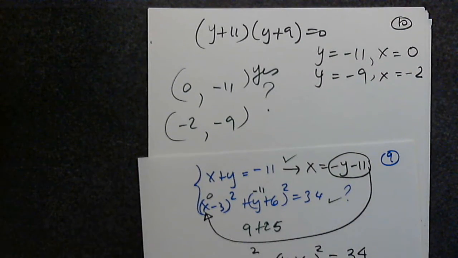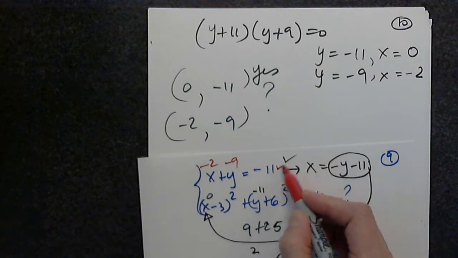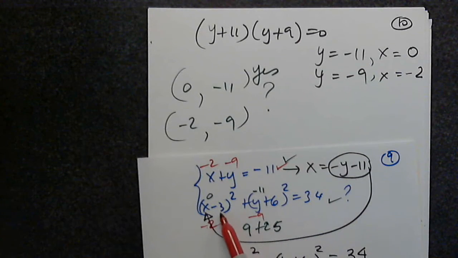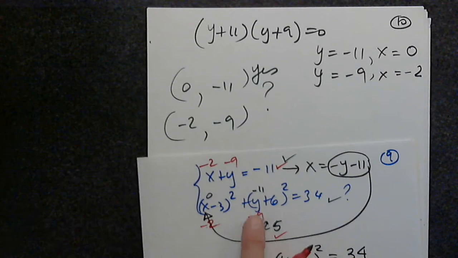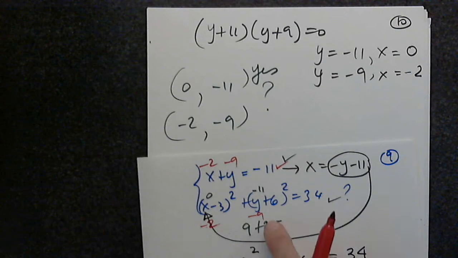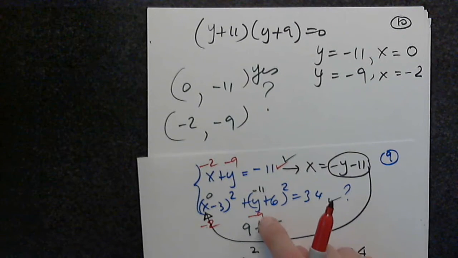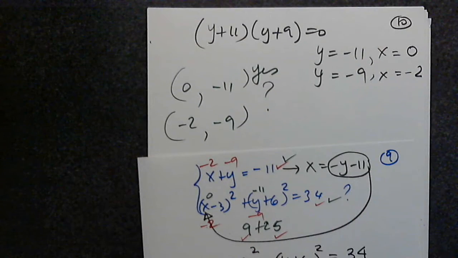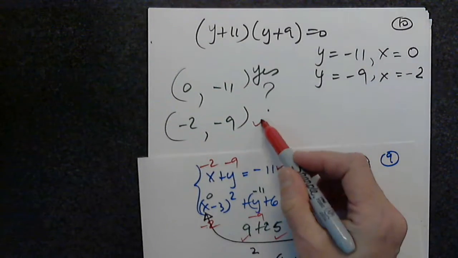Now I have to go back and check negative 2, negative 9. Negative 2 minus 3 is negative 5. Negative 5 squared is 25. Negative 9 plus 6 is negative 3 squared is 9. Sum is 34. So I'll say yes.